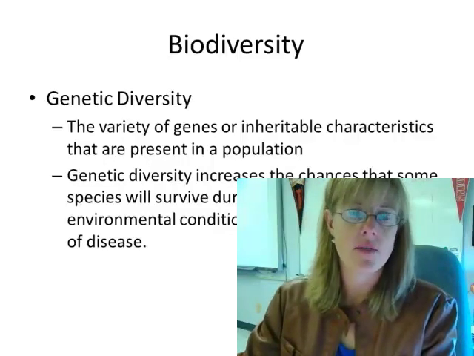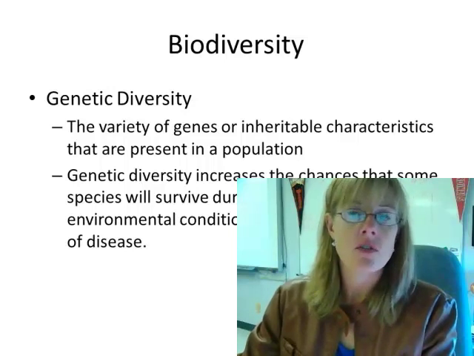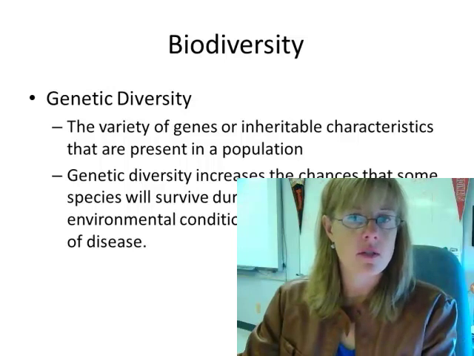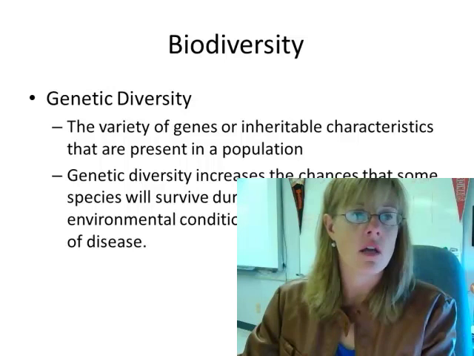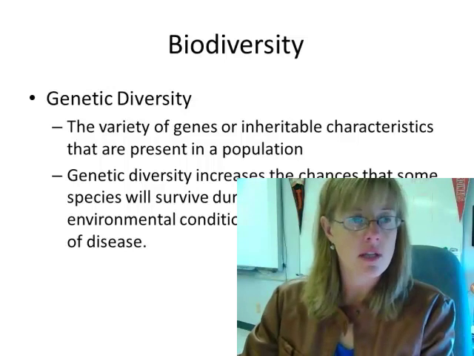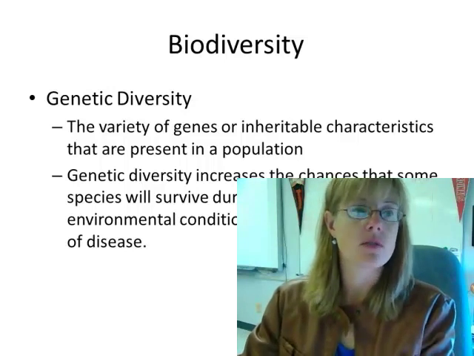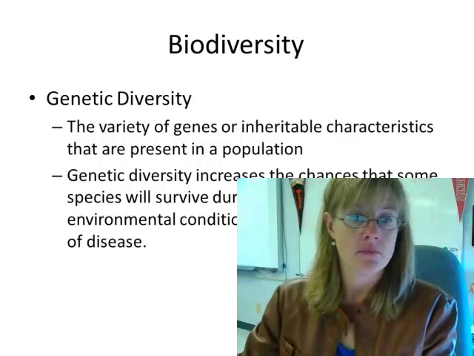So the first type of biodiversity that we're going to talk about is genetic diversity. Now, genetic diversity is the variety of genes or characteristics that are present in a population. Genetic diversity increases the chance that some species are going to be able to survive when the environmental conditions change. So as it gets cold, as long as there are genes present in the population that allow bugs to survive in the cold, they're going to live. If bugs don't have the gene that allows them to survive in the cold, as soon as it gets cold, all of those bugs die, and that affects our population.